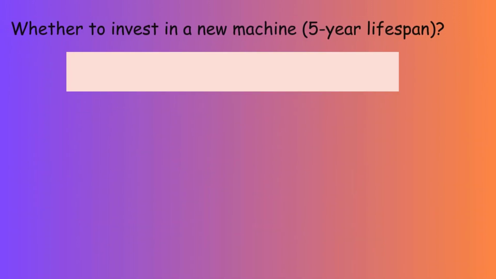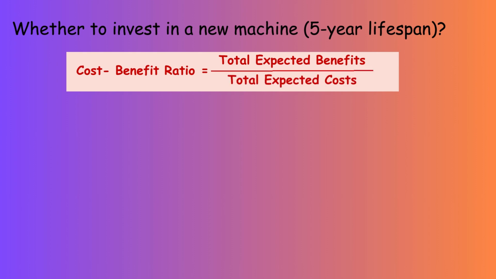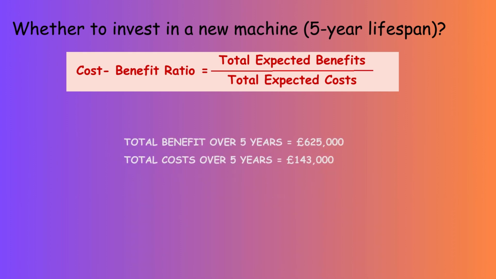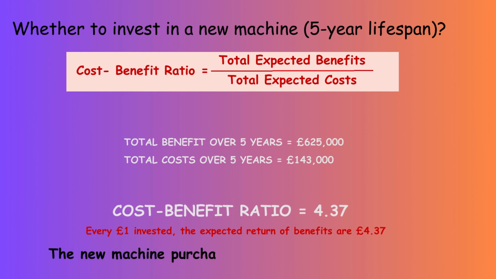Then, let's use the formula to calculate the cost-benefit ratio. So we use total expected benefits divided by total expected costs. We have total cost over 5 years of £143,000 and total benefits over 5 years of £625,000. The cost-benefit ratio is calculated as 625,000 over 143,000, which equals 4.37. This indicates that for every £1 invested, the expected return of benefit is £4.37. Since the cost-benefit ratio is greater than 1, the purchase of a new machine would be financially justified.